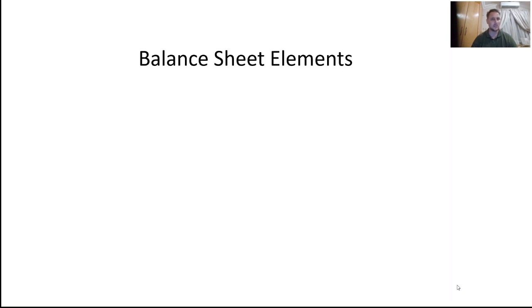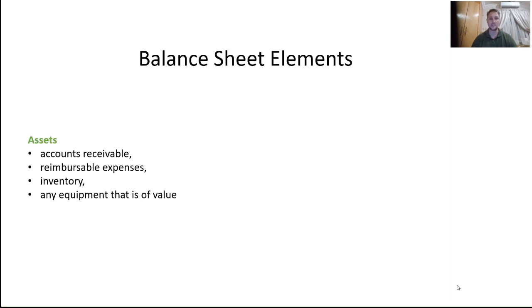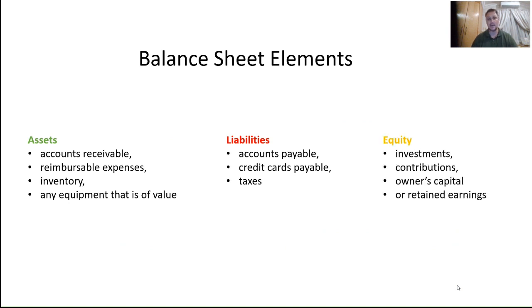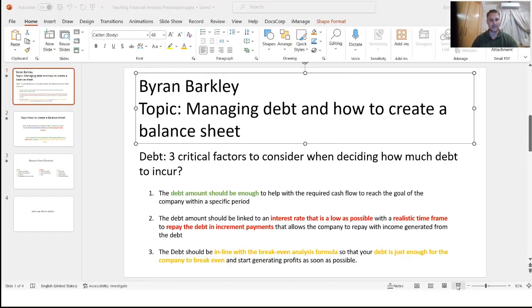Elements that are included in a balance sheet are assets such as accounts receivable, the people that owe you money, reimbursable expenses, inventory, or equipment that you've purchased that is of value. Liabilities are people that you owe money, accounts payable, credit cards, or taxes. And then equity are investments that you receive for the company, contributions, owner's capital, or previous earnings from a previous time period. Let's see this in action.